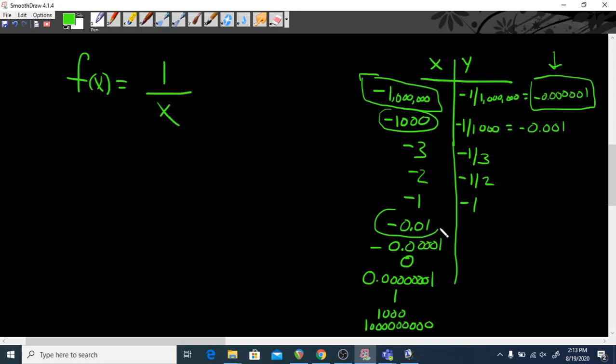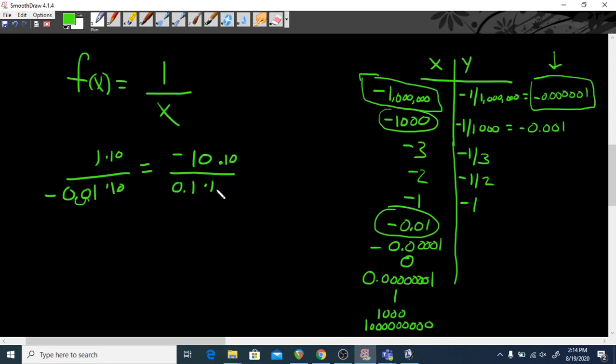Now what about this? What if we take 1 and divide it by negative 0.01? Well, we can multiply this fraction by 1. In other words, we can multiply top and bottom by 10. On the top, 1 times 10 is 10. On the bottom, if I take 0.01 and multiply by 10, I just move the decimal place over 1, so I get 0.1 here. And I can multiply by 10 again. 10 times 10 is 100 over 1, with a negative sign. So this number is negative 100.